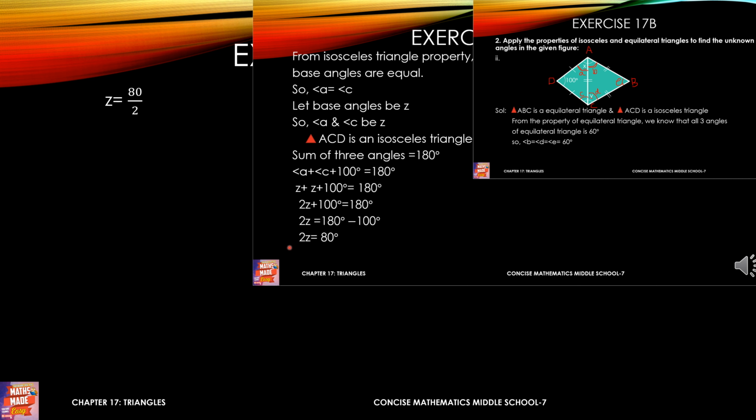Then this 2 has come to the other side. So what is the sign between them? It's multiplication. So when it comes to the other side, it becomes division. So just divide it and you will get 40. So the value of Z is 40. What is Z? It's A and C. That means the base angles, that is angle A and angle C, are 40 degrees. Right children, I hope it's clear.